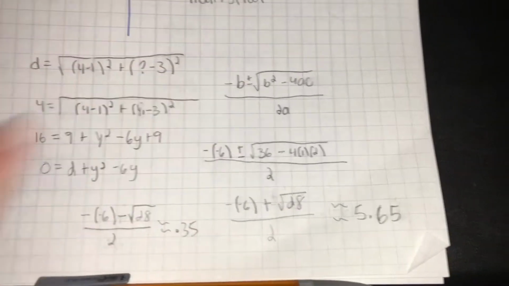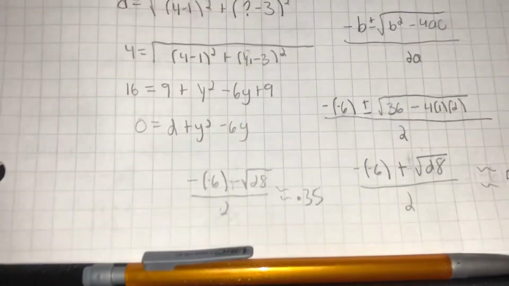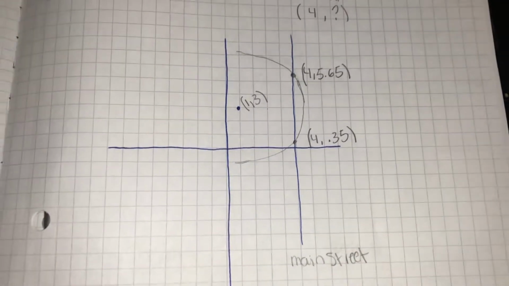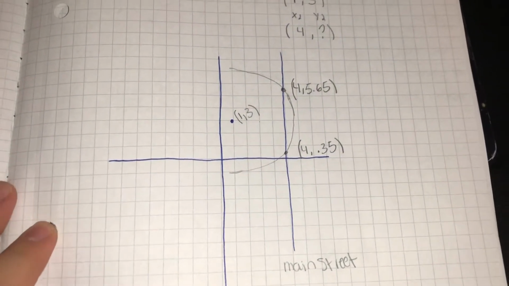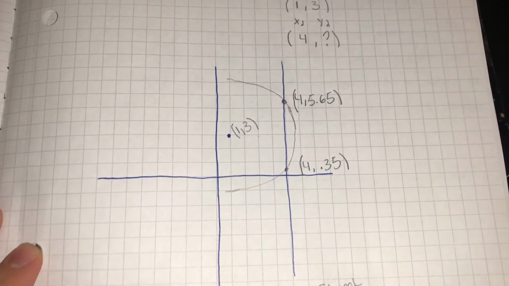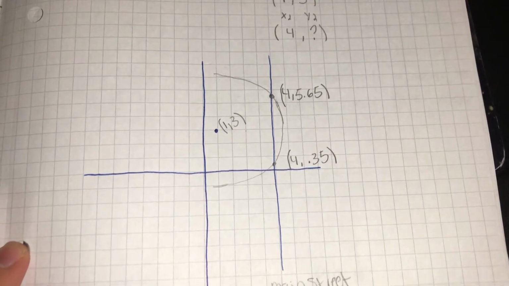And then I did a lot of algebra, and I ended up getting 0.35 for y, or 5.65. And then if you look at my graph, it matches up pretty well. So the possible places that the ice cream shop could be are at (4, 5.65) and (4, 0.35).